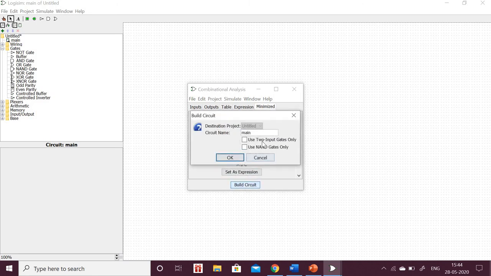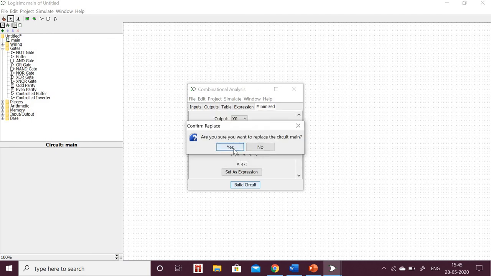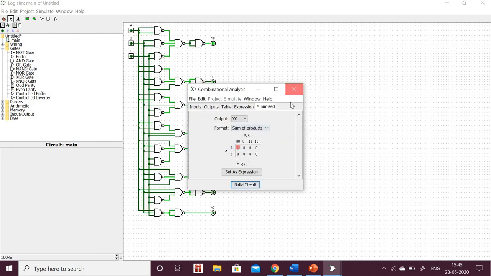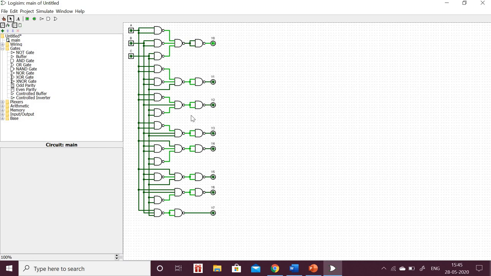I will click build circuit. It is asking for 2 input gates, and using NAND gates, using any gates we can construct the circuit. Now I am taking NAND gates, with only NAND gates I am going to construct. Click OK. So now I got the circuit of the 3:8 decoder.